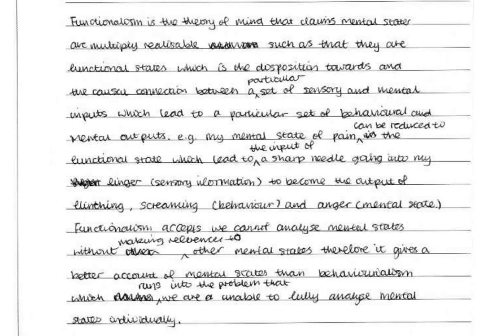First section. "Functionalism is a theory of mind that claims that mental states are multiply realizable, in that they are functional states, which is the disposition towards and causal connection between a particular set of sensory and mental inputs, which lead to a particular set of behavioural and mental outputs. E.g., my mental state of pain can be reduced to functional states, which leads to the input of a sharp needle going into a finger..." Okay, I'll pause there. That's incorrect. "Can be reduced", it's not about reductionism.